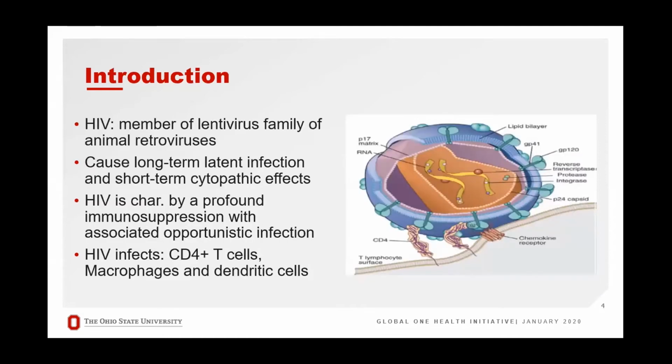So HIV is a member of the lentivirus family of animal retroviruses, and it causes long-term latent infection and short-term cytopathic effects. The disease is characterized by profound immunosuppression with associated opportunistic infections that ultimately lead to the development of AIDS. It mainly affects the CD4 T cells, macrophages, and dendritic cells, which are very important immune components, and this suppresses the immunity of the infected person.